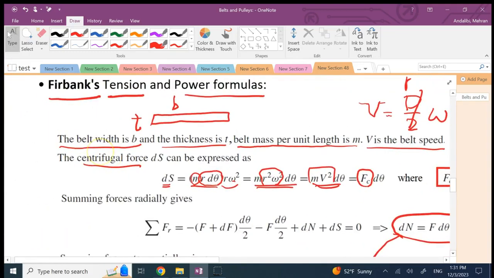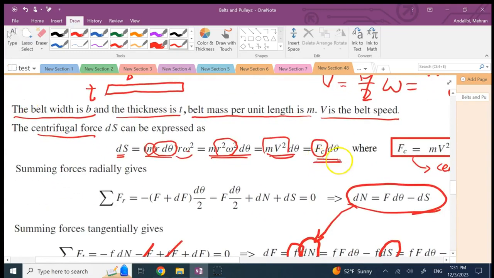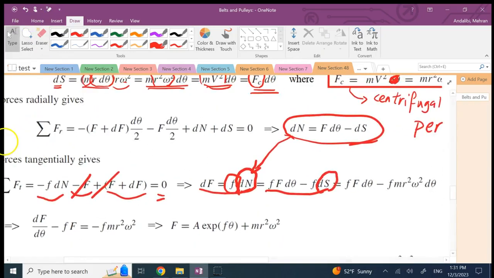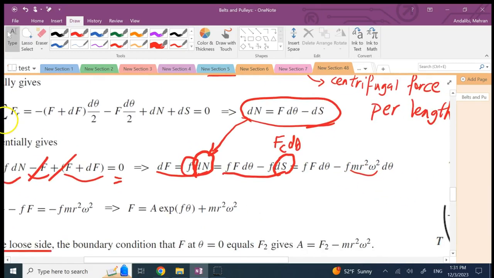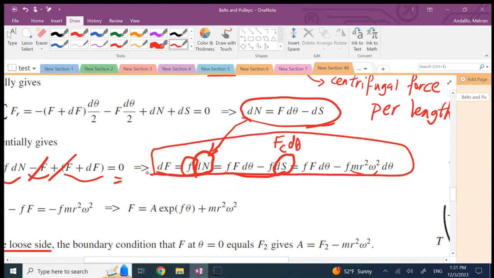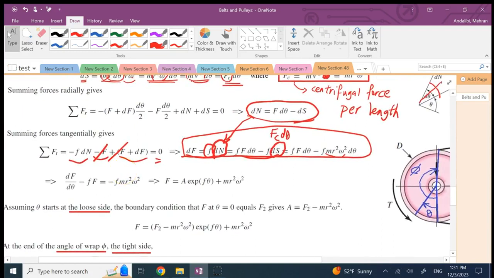So ds is what? ds is Fc times d theta. So now in this bottom equation, we plug in Fc times d theta, or for Fc, remember it was what? m r omega squared. So you plug it in, and you get this equation here. Good. Now what? Now, if you look at the final equation here, what is the final equation? The final equation is this. It is dF equals F d theta minus m r squared omega squared d theta.